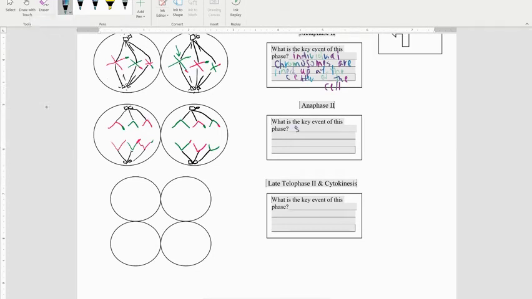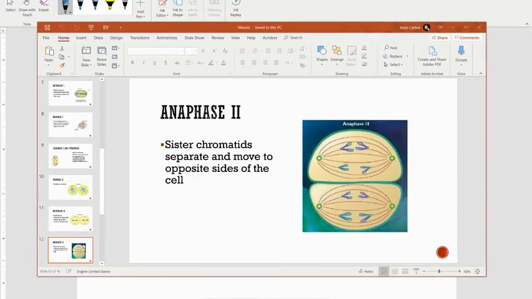And that is that sister chromatids separate and move to opposite sides of the cell. Okay, let's switch back and let's look at telophase 2 and cytokinesis.